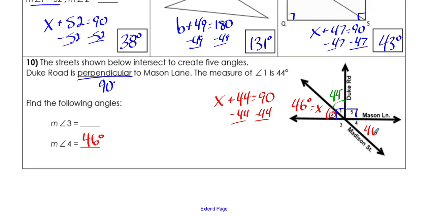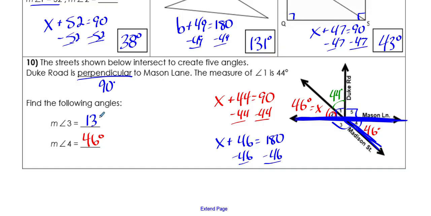If that's 46 degrees, and together it forms a straight line with angle 4, these two put together make that straight line. You can see angle 3 extends that way, angle 4 completes the straight line. They have to add up to 180, so x plus 46 adds up to 180. So let's subtract 46 from both sides and find out that angle 3 is 134.